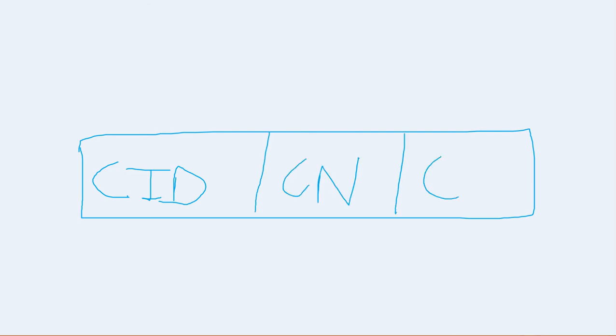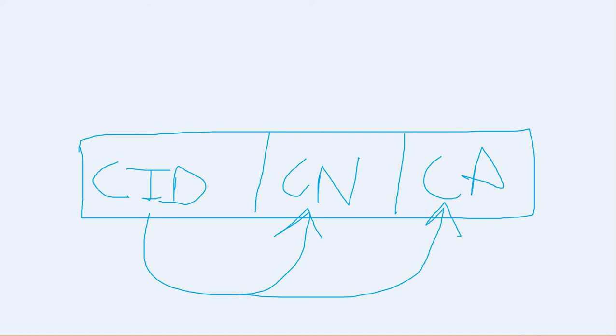So we are breaking that. First will be pretty straightforward: customer ID, customer name, and customer address. Now customer ID is determining both customer name and customer address.